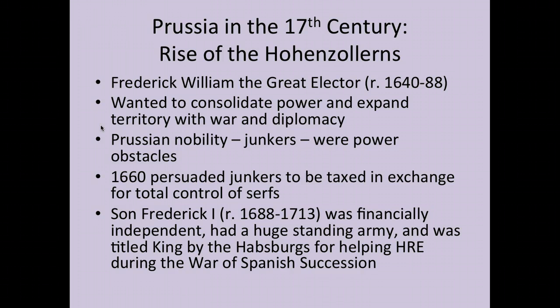So he had to deal with the Junkers, who were the Prussian nobility, and they were huge power obstacles, just like they were everywhere else. So in 1660, he's like, look guys, I'll tell you what, why don't you just let me tax you, and you can have total control of your serfs, like they did in Austria. So his son, Frederick I, and here are his dates, became, because of this, very financially independent.